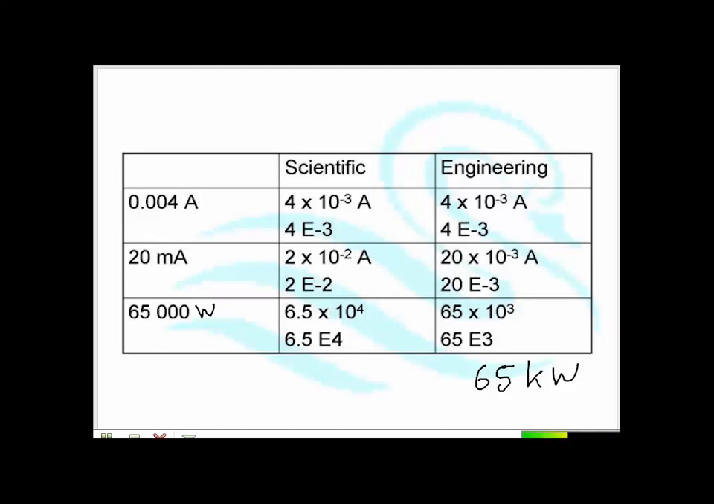So engineering notation is a much more useful way of getting your results, because straight away we can see 10 to the 3 means kilo, 10 to the minus 3 means milli, and it's easy to get the sort of numbers we're used to dealing in.